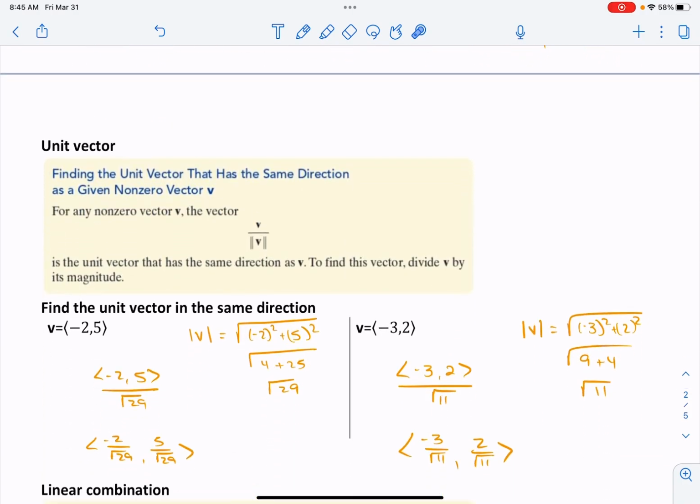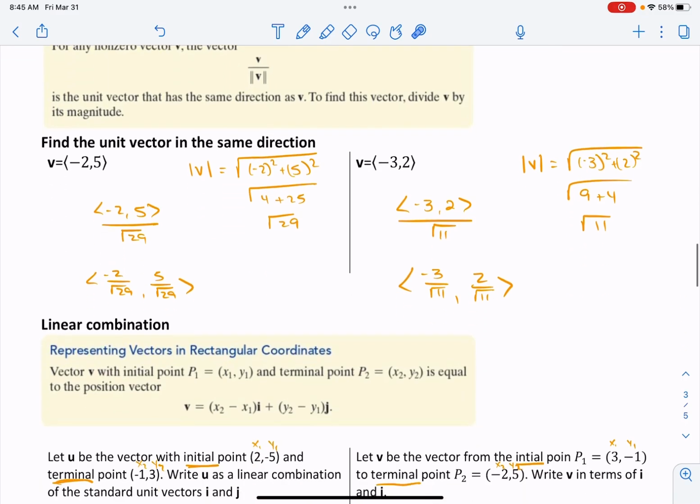Now, a unit vector is a vector that has the same direction as the v. And all you have to do is get the vector and divide it by the magnitude. So here, notice that they give us the vector. We're going to find the magnitude, so the square root of a squared plus b squared, so we get the square root of 29, over our vector. And then we can just divide both of them, and that's our unit vector. The next one is negative 3 comma 2 is our vector here. So first thing we want to do is our magnitude, which we get square root of 11, divided by our actual vector.